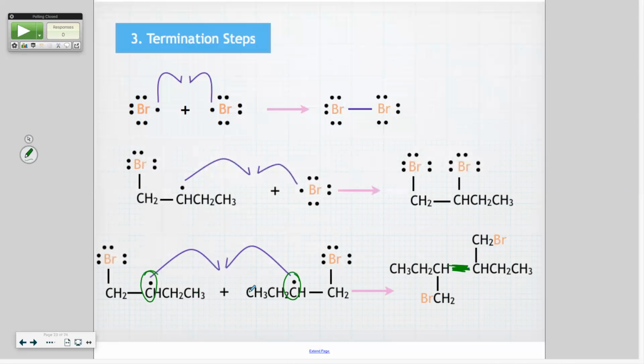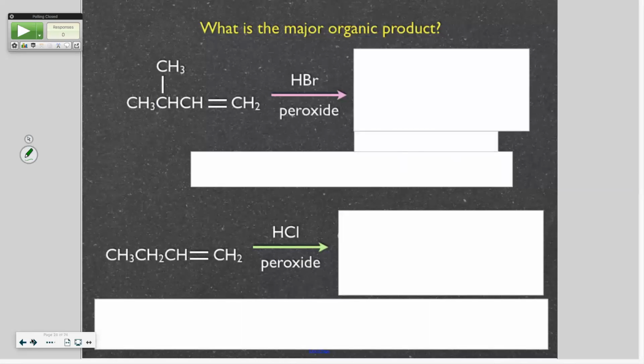Let's review a few things. The big new thing really is the hydrogen peroxide, and that you're adding HBr. We added Br2 or Cl2. Now we're adding something that's unsymmetrical. All right, so if you look at this top compound, we've got that alkene plus HBr and peroxide. What is the major organic product for that?